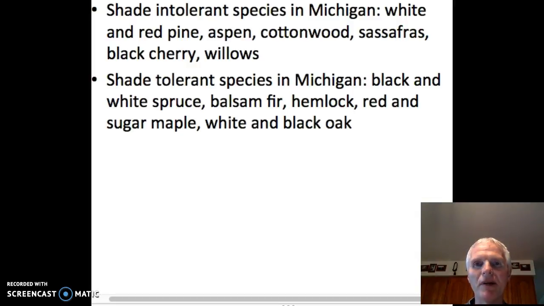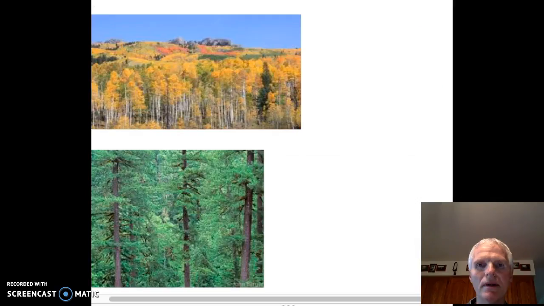If they require a fair amount of sun, they're called shade intolerant, and those include such things as white and red pine, aspen and cottonwoods, and cherries and willows and such. The shade-tolerant trees in Michigan include the spruces and the firs and the hemlocks, as well as the white and black oak. These two slides show you a typical forest.